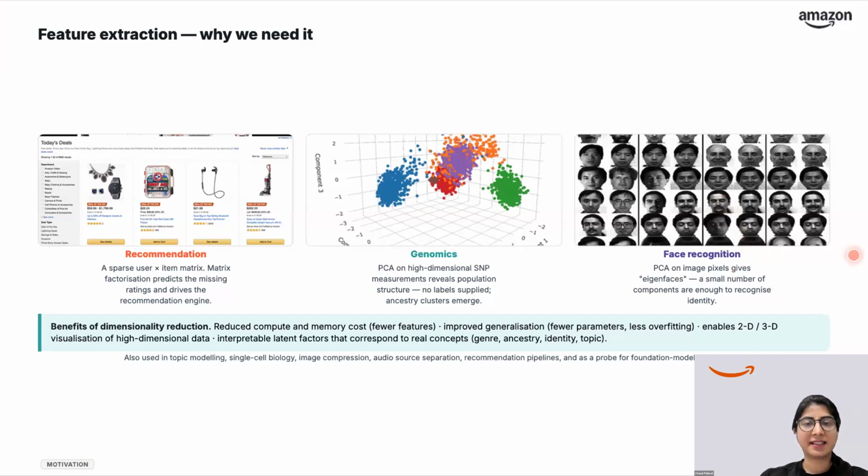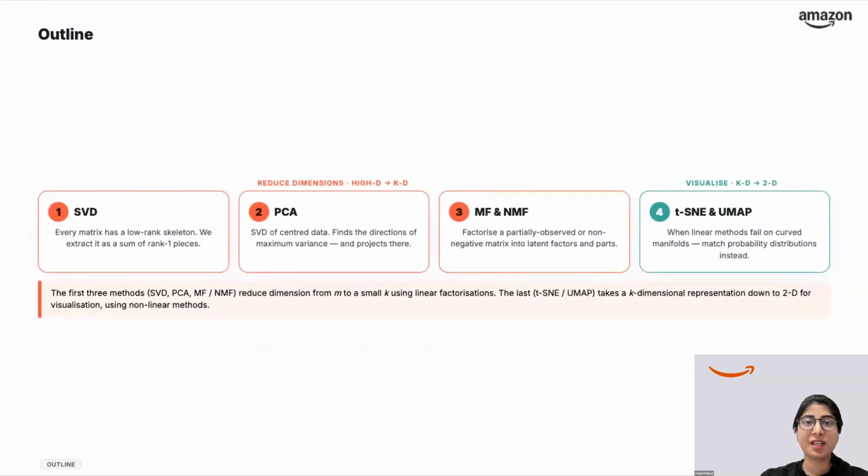So overall, the idea is that for high dimensional data, we have a few dimensions that carry the majority of the information, and we will discuss how to extract those features and the corresponding techniques in this lecture. The overall outline of this lecture is divided into two parts. The first is to reduce the high dimensional data into K dimensions using SVD, PCA, and matrix factorization. The second is how we can visualize the data in a 2D space using t-SNE and UMAP.